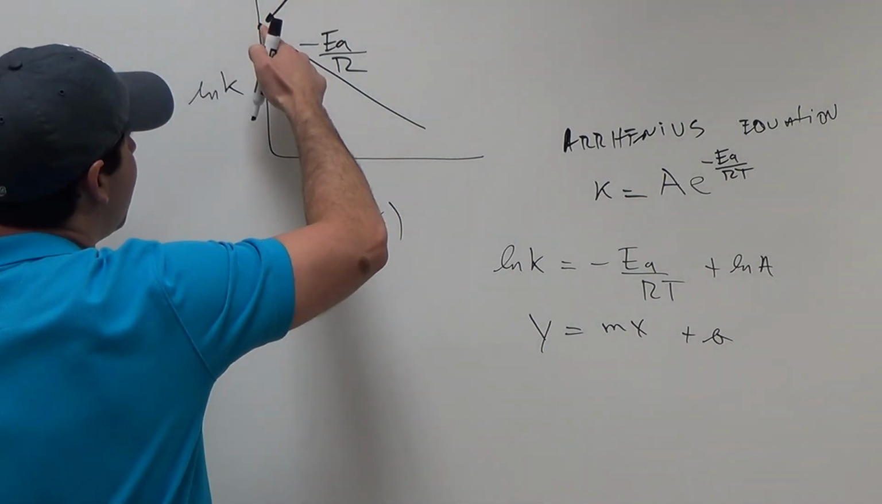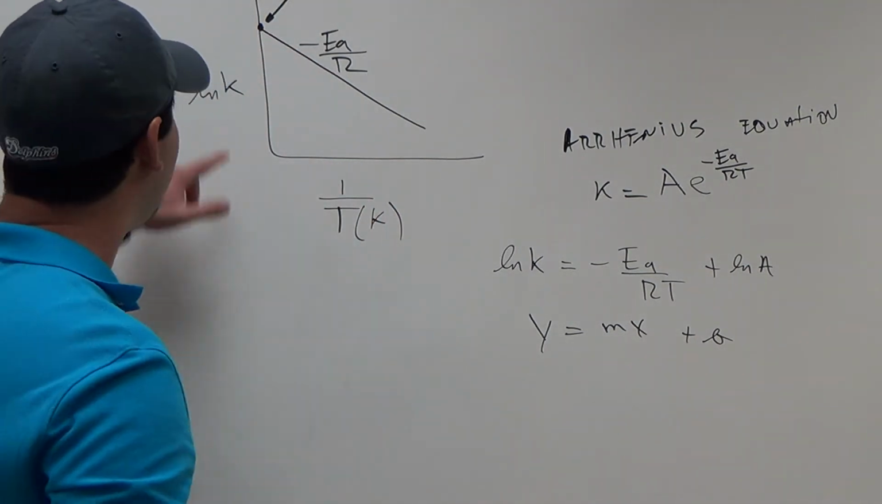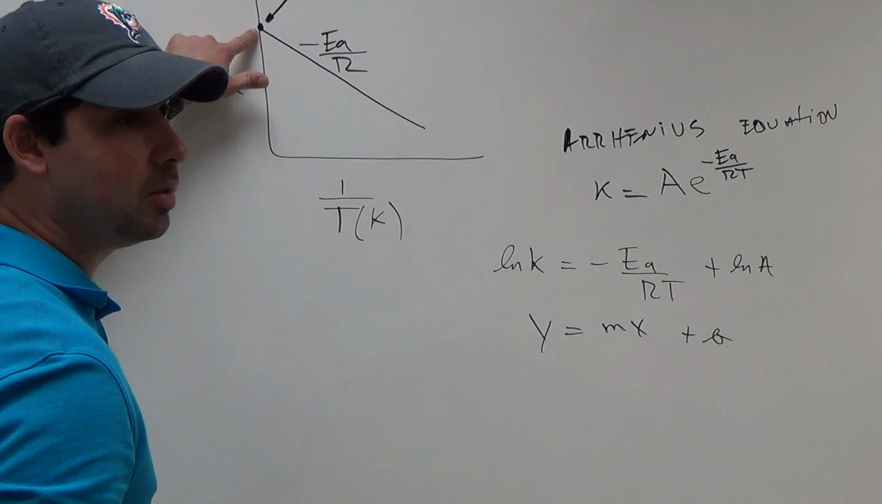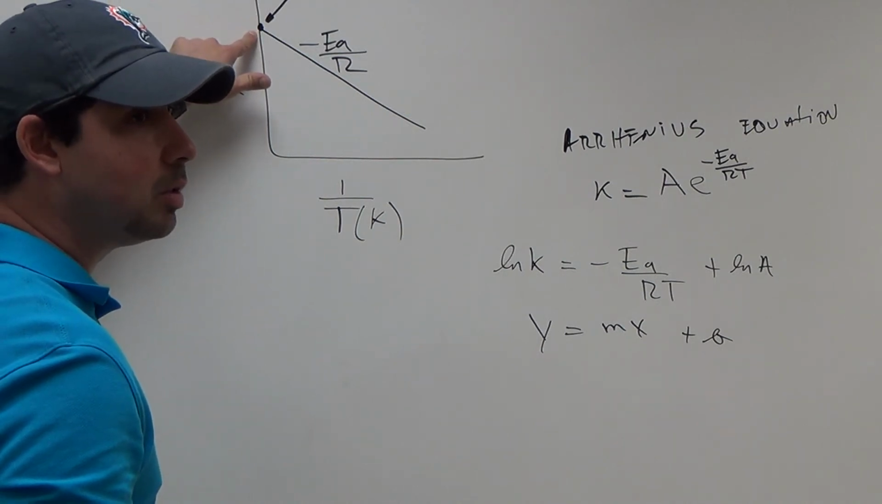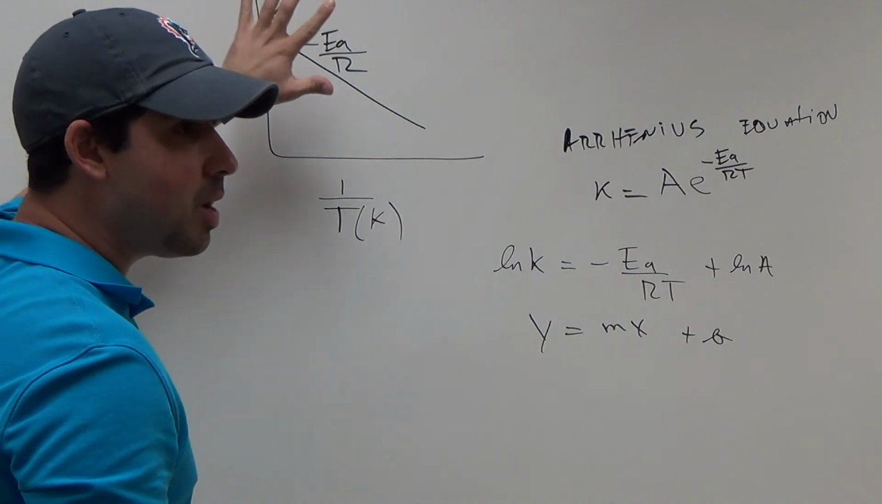So if I had this number, how do I find A? Let's say this number is minus 25. How do I find A? E to the minus 25, yes?